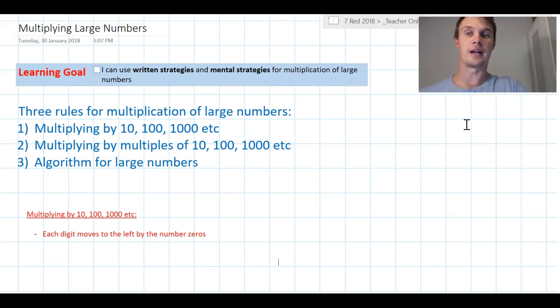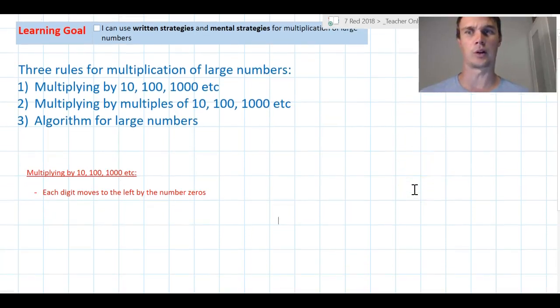The three rules here are: the rule of multiplying by 10 or 100 or 1,000, so multiplying by one of those numbers. The other one is when you're multiplying by multiples of 10, 100 or 1,000, so that means 40, 400, 300, etc. Any number with zeros after it. And the last rule is just using an algorithm for large numbers, and we'll look at those as we go through. But let's start here with the first rule.